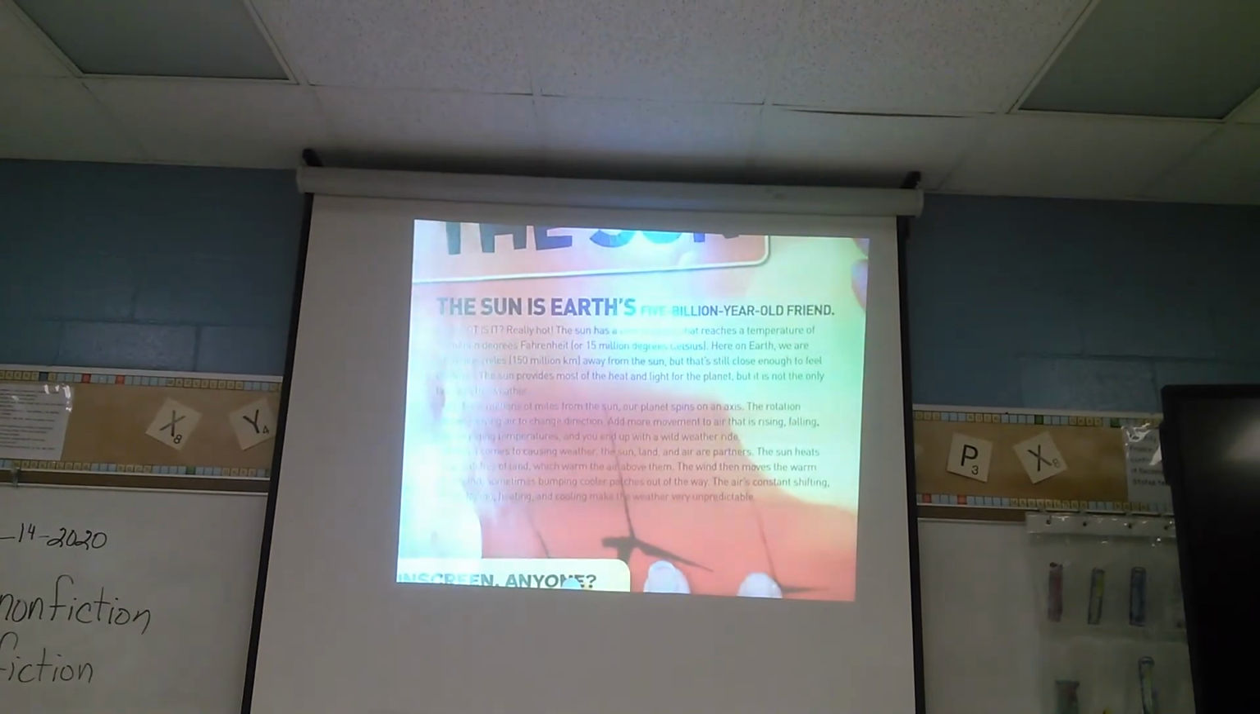Here comes the sun. The sun is Earth's 5 billion year old friend. How hot is it? Really hot. The sun has a core of gases that reaches a temperature of 27 million degrees Fahrenheit or 15 million degrees Celsius. Here on Earth, we are 93 million miles, 150 million kilometers away from the sun, but that's still close enough to feel the burn. The sun provides most of the heat and light for the planet, but it is not the only factor in the weather.